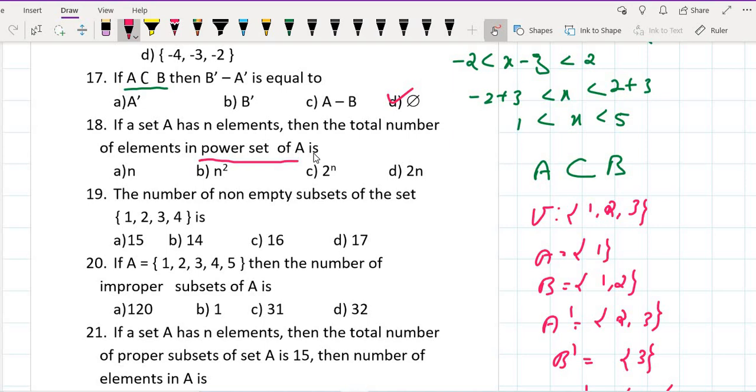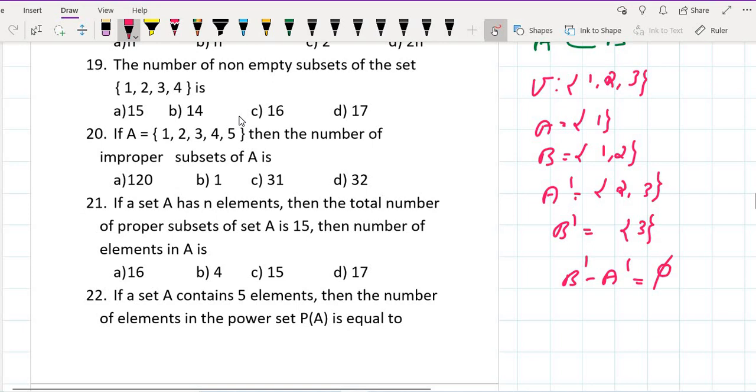So how many subsets we can form? 2 to the power n. So how many elements will be there in the power set? 2 to the power n elements will be there in the power set. So what is the correct option here? Option C is the correct option. So power set means it is a set of all subsets. So number of subsets is 2 to the power n. So number of elements in the power set is 2 to the power n only.